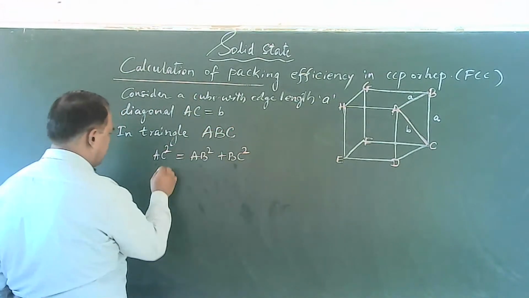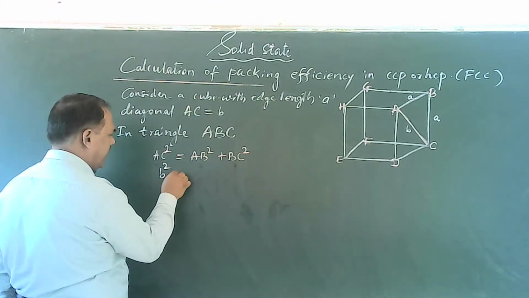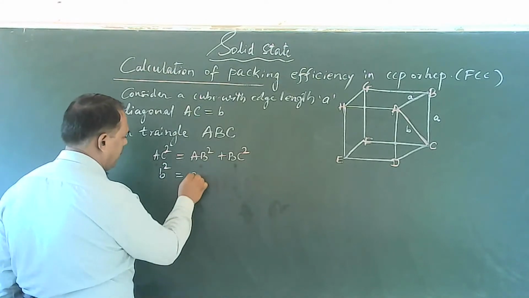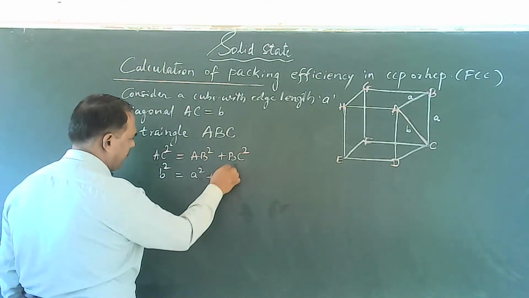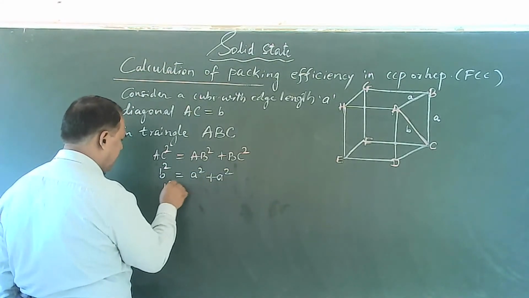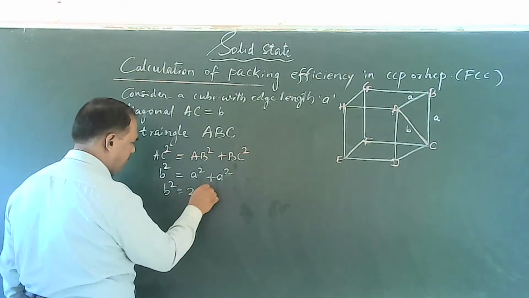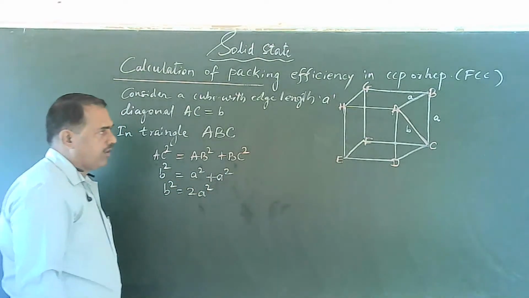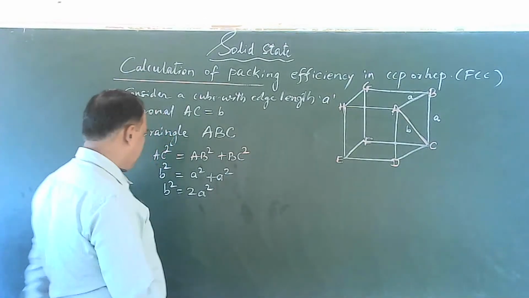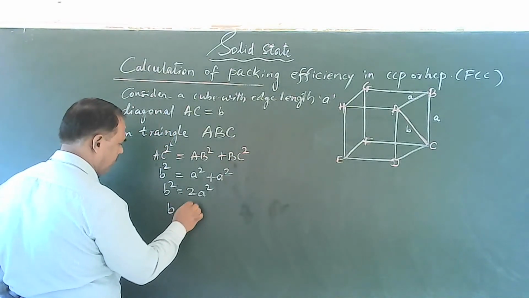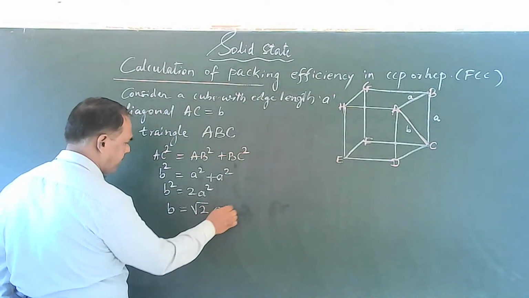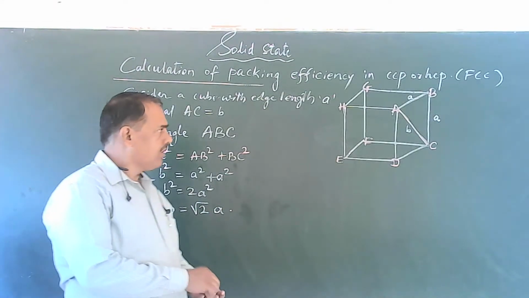Then AC is nothing but B, so B square is equal to A square plus A square. So you got B square is equal to 2A square. Are you clear? Then B is equal to root 2 A.